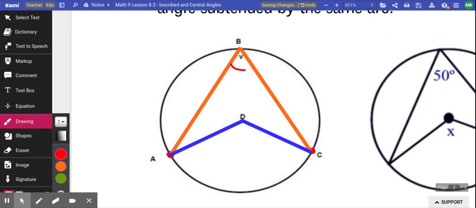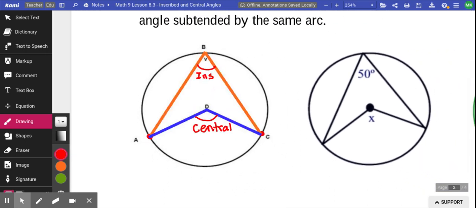This angle is the inscribed angle. This angle is the central angle. And the central angle is twice the size of the inscribed angle. So in this case, it would be 2V would be the angle of the central angle.